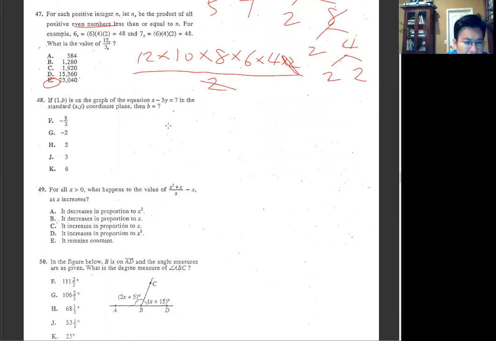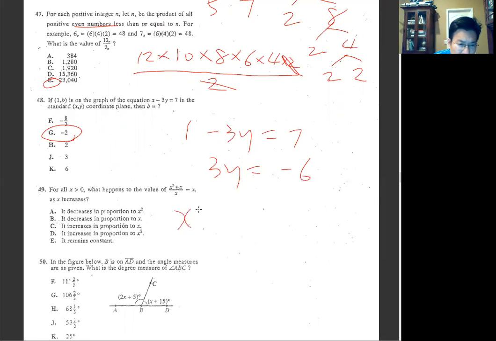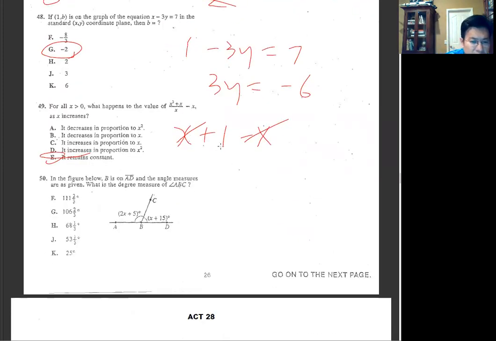On this graph, you put in x: 1 minus 3y equals 7y equals minus 6y is 3, negative 2. What happened? The value of x increases. So you put in numbers, or you can simplify this one. You distribute this, so x plus 1 minus x, so x goes away, 1. It remains constant as a 1, no matter what you put. Whatever number you put is going to be 1. So the ABC.